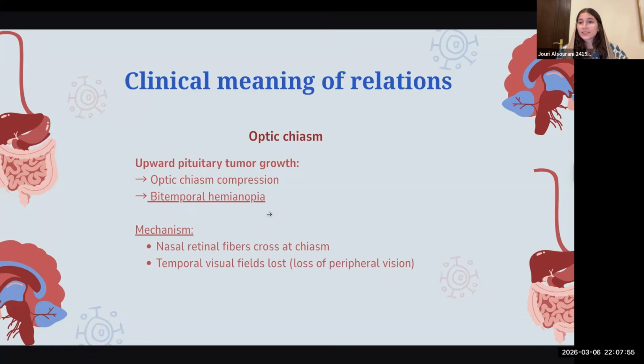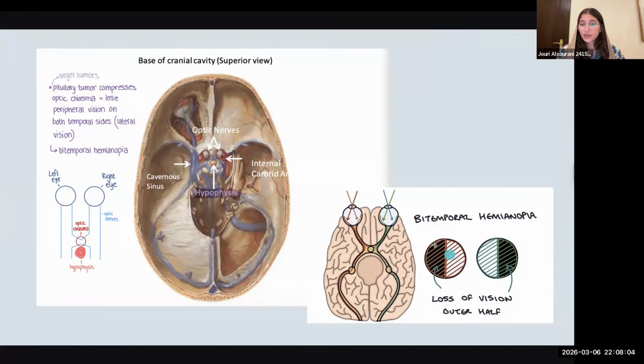What happens here is basically as the optic chiasm is being compressed, the patient is going to lose their temporal visual fields. So as you can see here, they're going to be losing the outer half of their vision, okay?